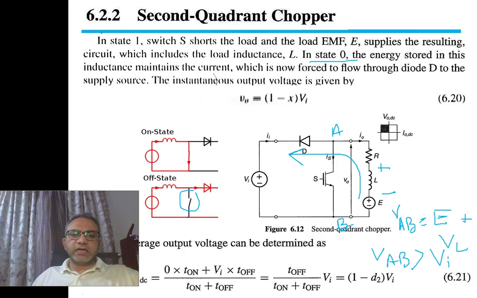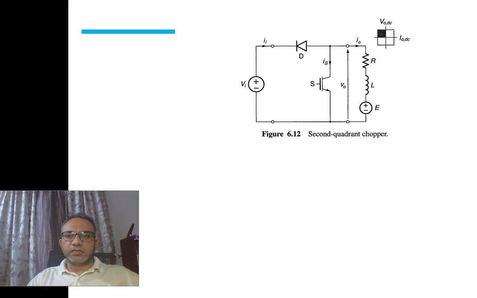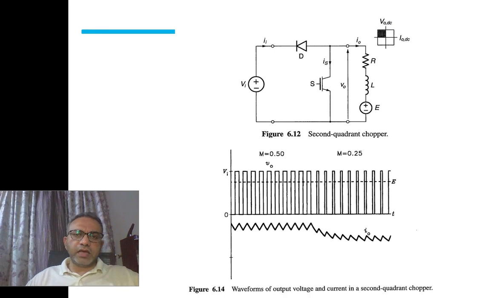So now, after studying these equations and the mechanism of how current is transferred, let us look at the voltage and current waveforms of the second quadrant chopper. We will now come to the next slide, our second quadrant chopper, again figure 6.12, and here are the voltage and current waveforms. We see the input voltage, output voltage, the back EMF, and the output current. We see two examples, where the modulation index M is equal to 0.5 and when M is equal to 0.25.